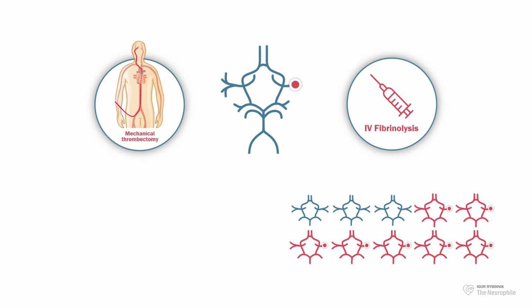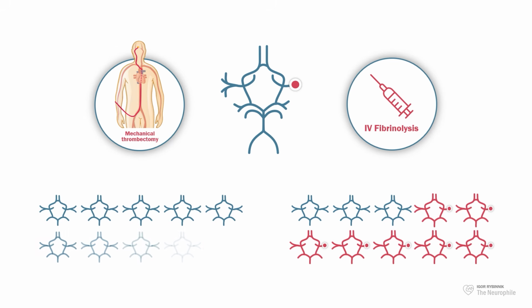What about the efficacy of thrombectomy? Well, the recanalization rate is close to 90%. Tell me, when was the last time you saw a medical treatment that was 90% effective? So that raises two questions. Why does intravenous fibrinolytic work so poorly? And why do we then still bother with intravenous fibrinolysis at all?